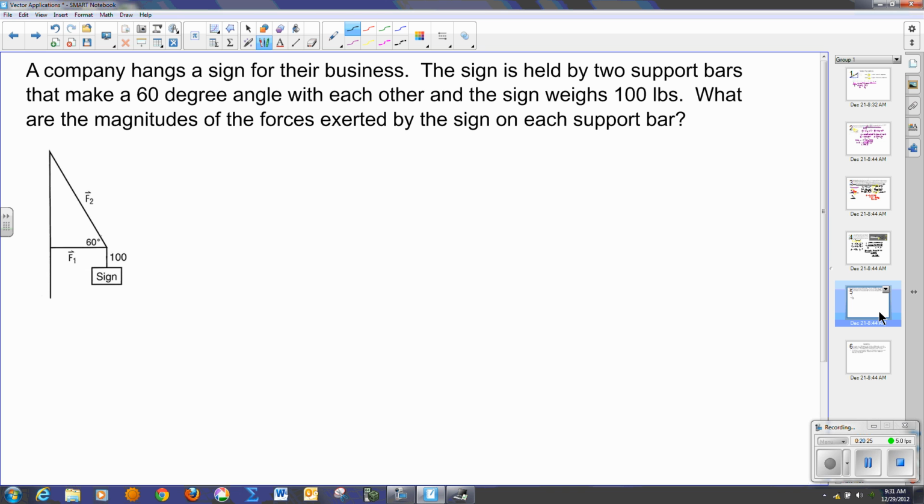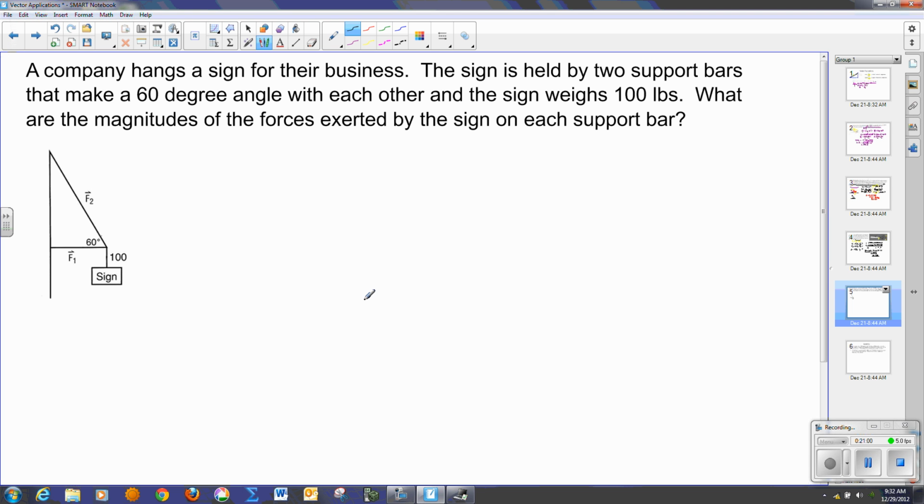The setup on this last problem is a little bit tougher. All right. Now it says we've got a sign hanging from two supports, and we want to know what are the magnitudes of the forces exerted on the sign by each support bar. All right. So the deal is these two forces have to add to the force of the sign hanging down. And they don't really tell you that, but that's typically the case of the problem.